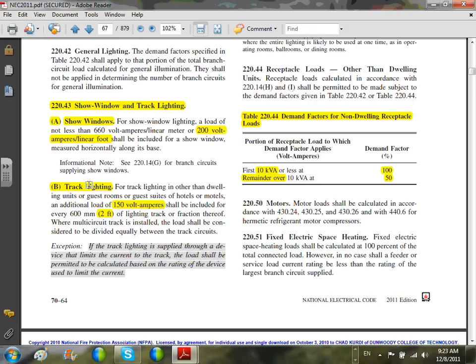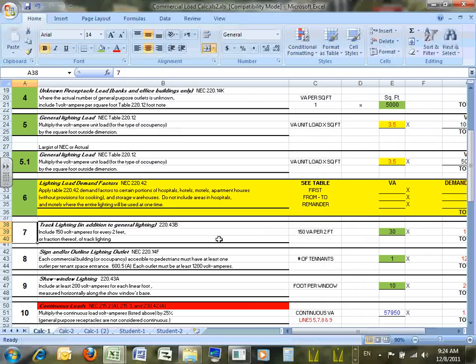Any question about these two, guys? Now we're getting into the specific lights. The building that we have, if we have a show window, we're going to add it. If we don't have a show window, what do you do? A big fat zero. I'm not aware of a show window or a track light in our building. Cool?